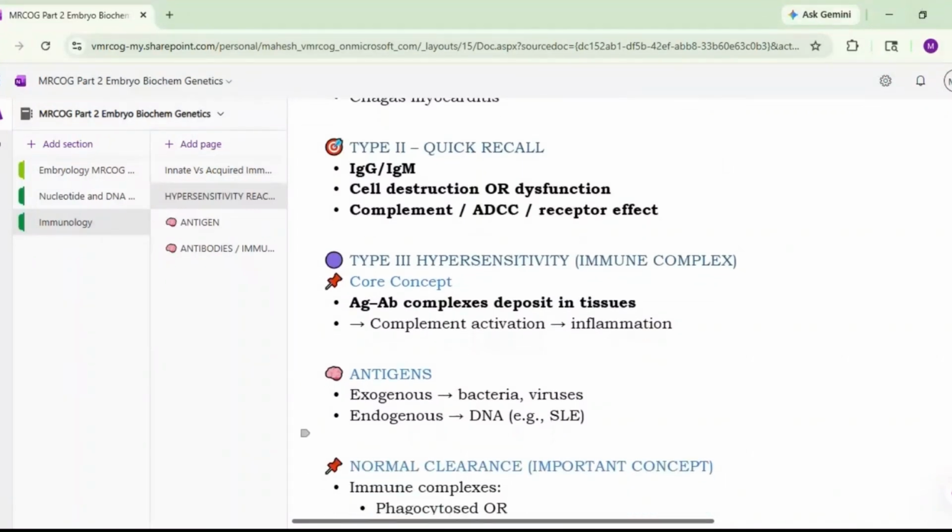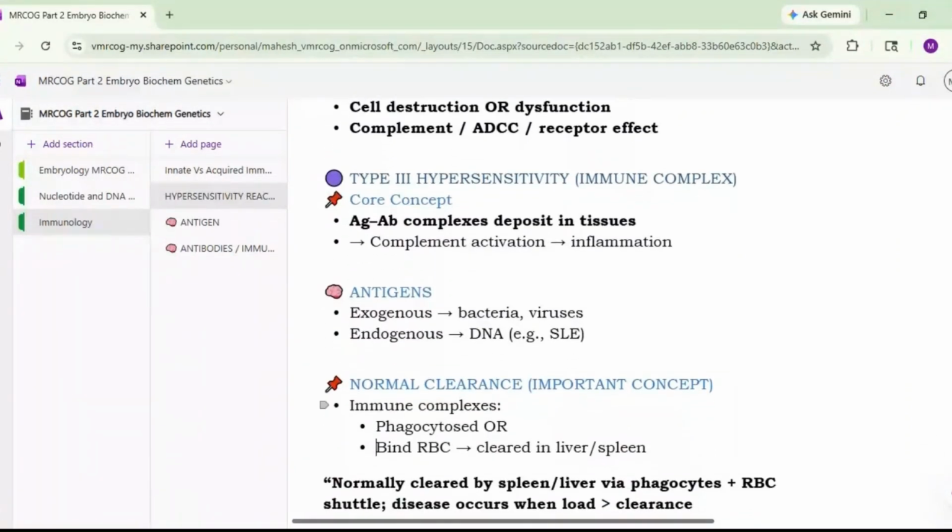Okay. So here the antigen may be exogenous, or it may be endogenous. Exogenous antigens are bacteria and viruses, while endogenous is seen in SLE, where the DNA material is involved. So anti-nuclear antibodies are formed. The DNA itself is acting as an antigen. So this is the endogenous.